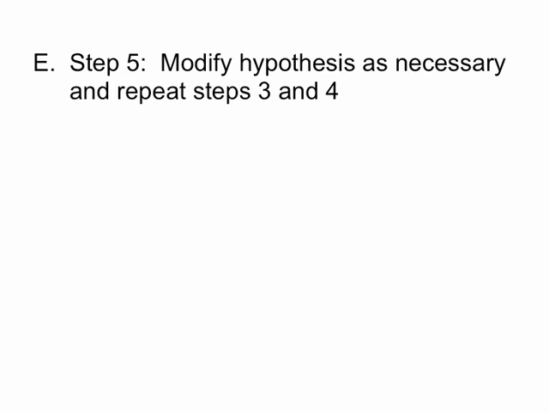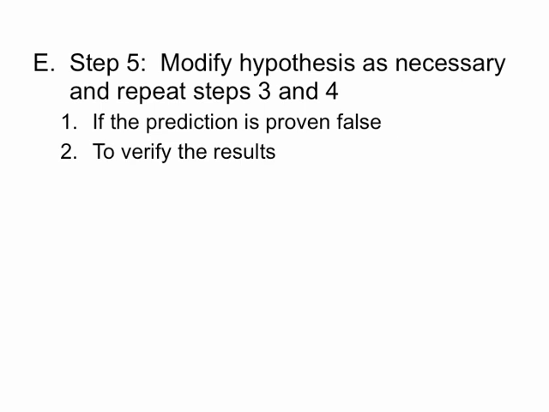Just because the results of the experiment do not support the hypothesis does not mean that we've wasted any time or money. Half of science is in fact getting results that don't support the hypothesis, and that way we're able to narrow our criterion for an experiment. So, if the prediction is proven false, then of course we're going to modify the hypothesis. We're going to use this to verify results and then to test more specifically.